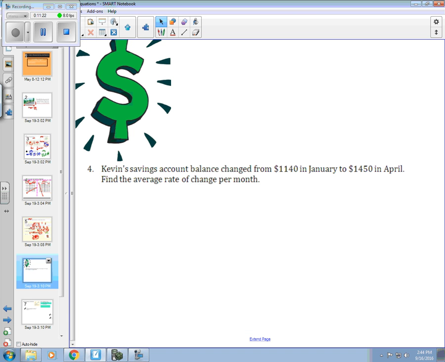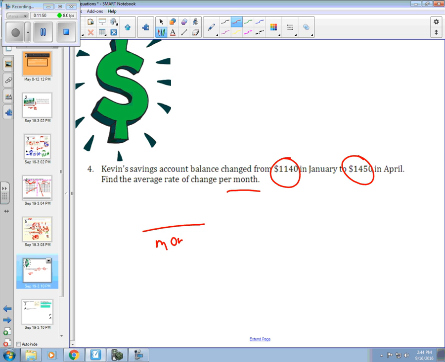Okay, next one. Kevin's savings account balance has changed from $1,140 in January to $1,450 in April. Find the average rate of change per month. Okay, average rate of change, Y's and X's again. Now here you only see that you got these two numbers. Okay, what's our other change from? Well, they kind of give you a clue here at the end: per month. That means on bottom we want our months. And on top, then we're going to have our money up here. So we got to find what's the change in money over the change in months.